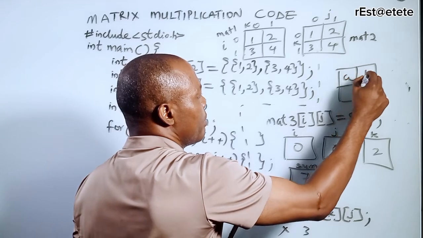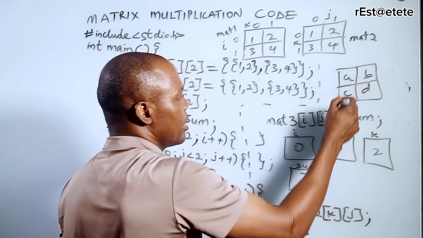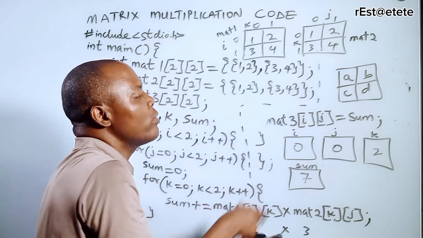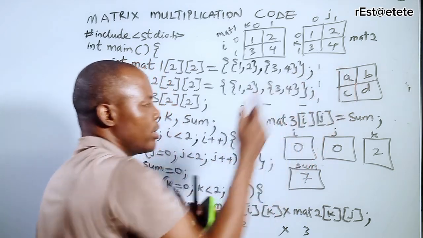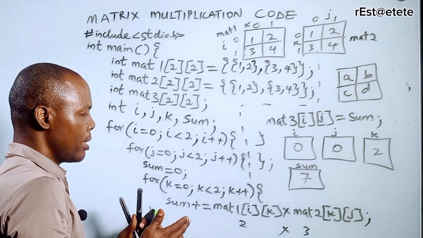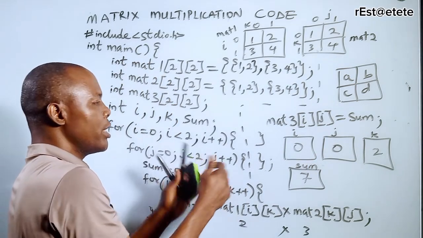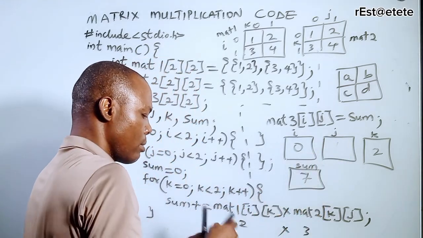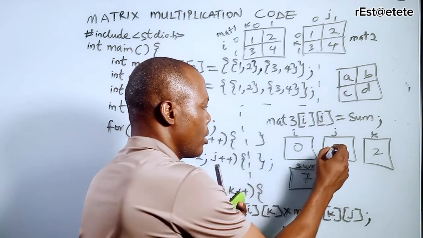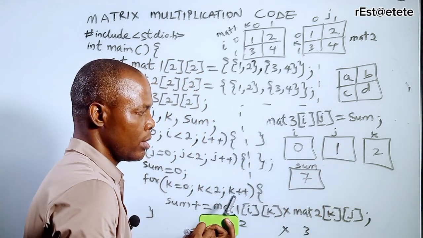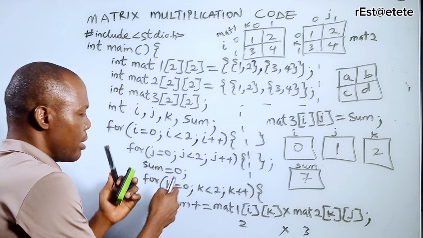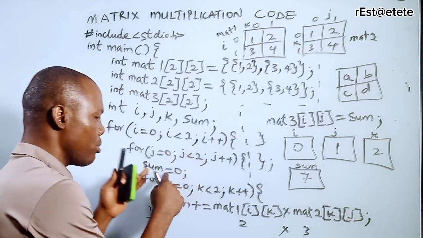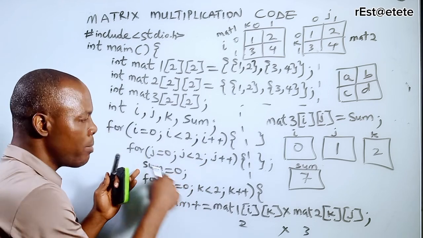And then you have mat3 here, which is A, B, C, D. So A is the mat3[I][J]. So it's asking you to assign the value to it. So you are going to insert it into this place. Right? Then you increment J. So J now will become 1. Then you test the condition. 1 less than 2. That is true. You will come in. When you come in, you will reassign 0 back to sum.